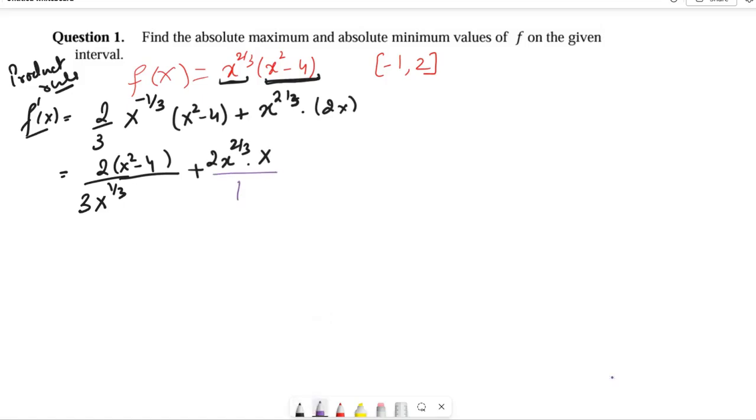Now, before we even move forward, we can make it one fraction. It's a sum of two fractions, so we can make a common denominator. The common denominator would be 3 times x to the power 1/3.